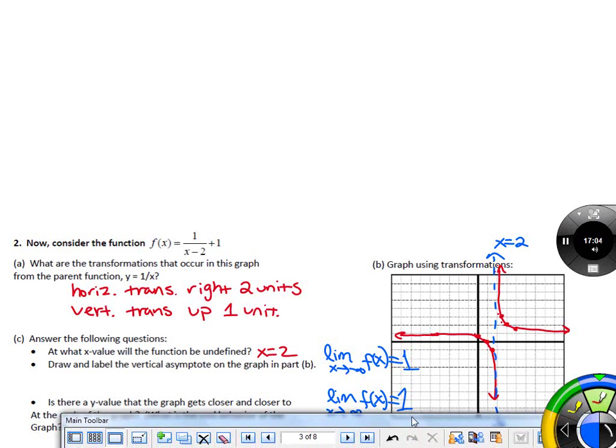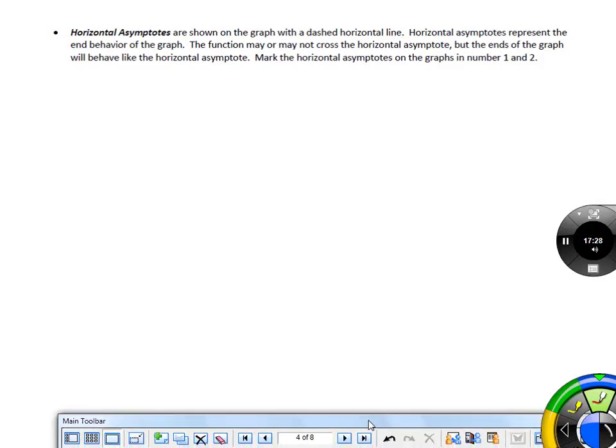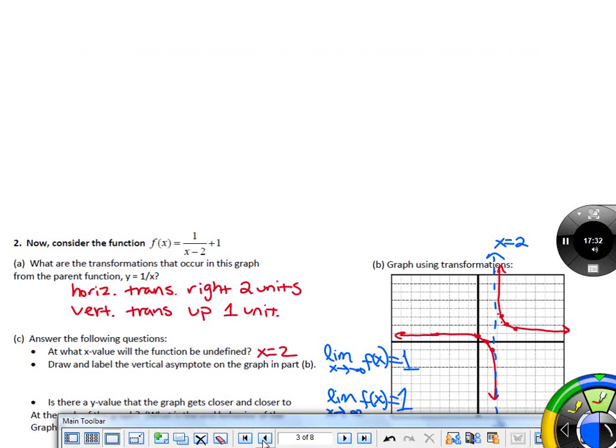All right, so I apologize for the PDF messed up the thing, but the information's all there. It's just kind of the charts go on. This should have been on the other page. All right, so horizontal asymptotes are shown on the graph with a dashed horizontal line. Horizontal asymptotes represent the end behavior of the graph. So here's the thing. Let's go back to our graph. We can put on a horizontal asymptote in both of our graphs. In this graph, the horizontal asymptote would be here. And its label would be y equals 1, because that's what line it is.